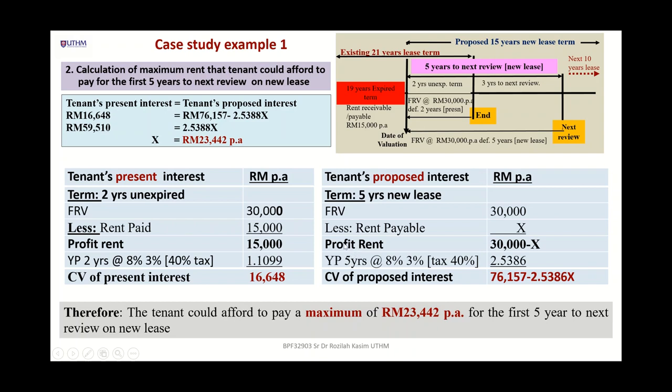Alright? So, based on the profit rents here, this is the capital value of the proposed interest. And then we do the equation here, and then we get the value of the X. Value of the X here is the maximum rent that the tenant could afford or is willing to pay for the first 5 years, which is about the 23,400. So this is the maximum. Beyond these figures, the tenant is unwilling to pay. So the tenant is only willing to pay this maximum amount of 23,400 or below, it cannot exceed this amount. Therefore, the tenant could afford to pay a maximum of RM23,400 per annum for the first 5 years to the next review on new lease.